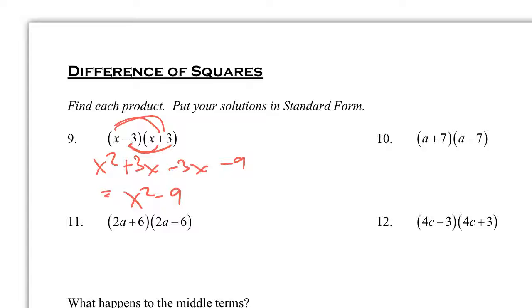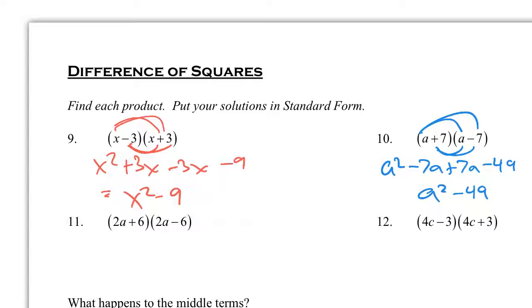Let's do number 10. A times a is a squared minus 7a plus 7a minus 49. Oh, once again, these minus 7a and plus 7a cancel out. I get a squared minus 49. In 11, 2a times 2a is 4a squared minus 12a plus 12a. Oh, they're going to cancel out again. And then minus 36. So I get 4a squared, those cancel out, minus 36.